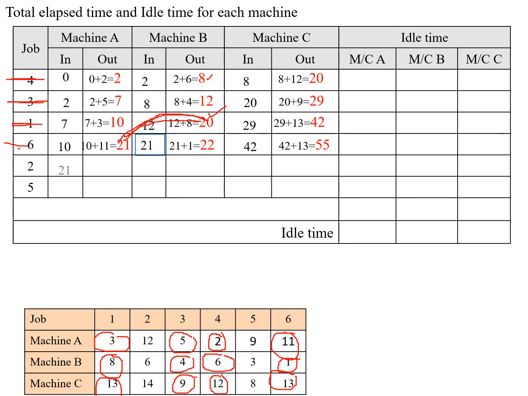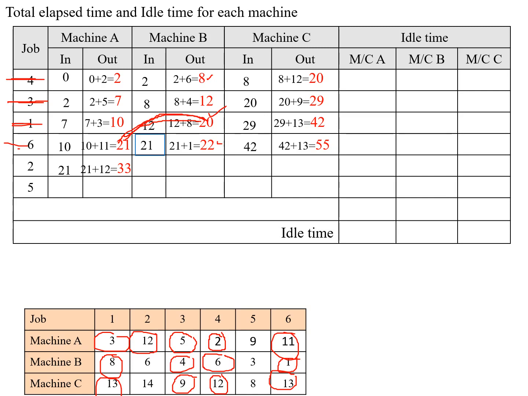job 2 on the machine A. So here in time is 21, out time is the 21 plus processing time, that is the 12, that is the 33. See here, what is the in time for the machine B?